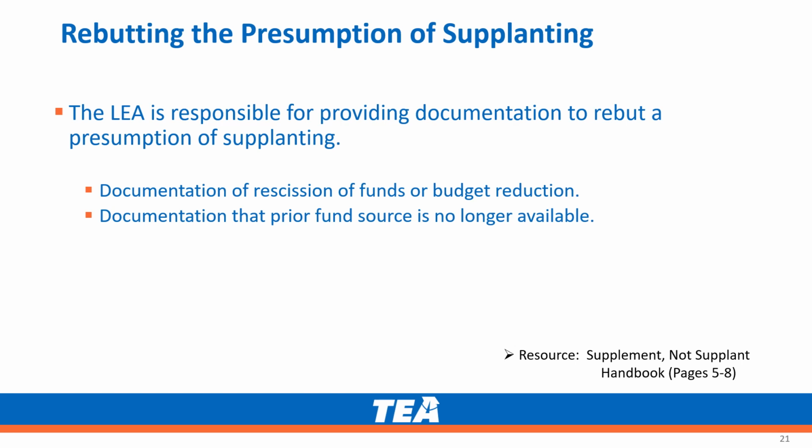There are circumstances where it might be possible to rebut the presumption of supplanting, but the LEA is responsible for providing documentation to do this. Documentation might include documentation of a rescission of funds or a budget reduction, or documentation that prior fund source is no longer available.